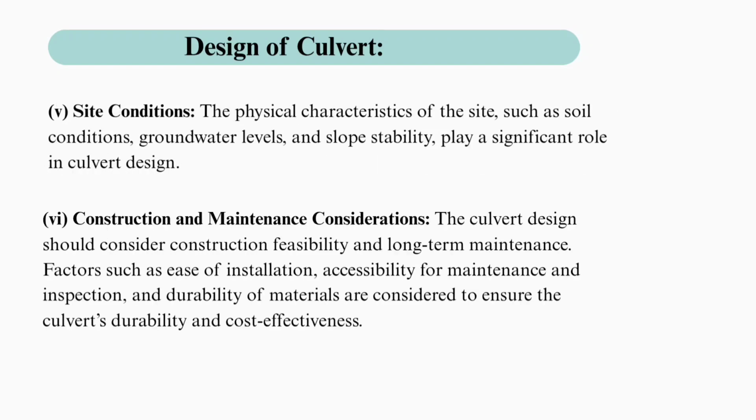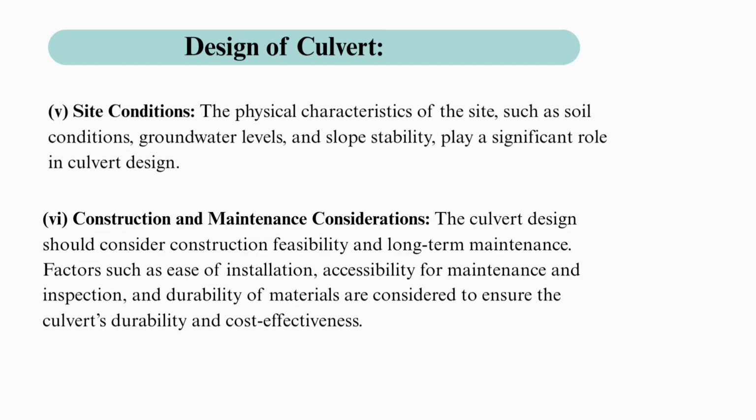Now, the next point we'll consider in the designing of a culvert is the site conditions. The physical characteristics of a site, such as the soil conditions, groundwater levels, and slope stabilities, play a significant role in the design of a culvert.